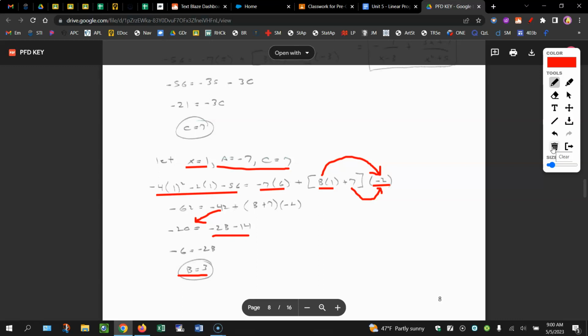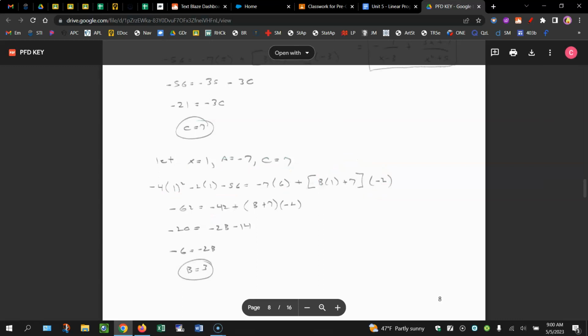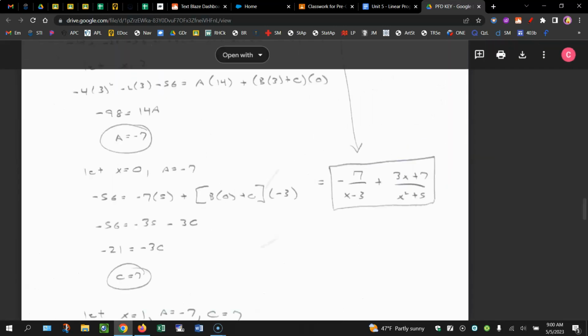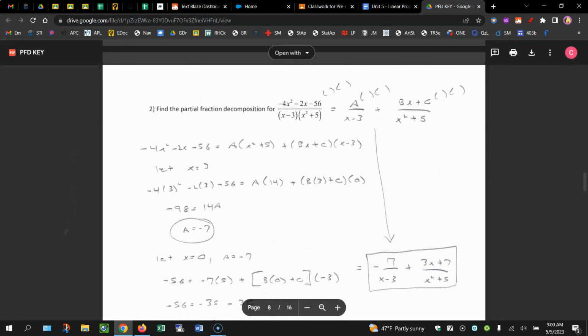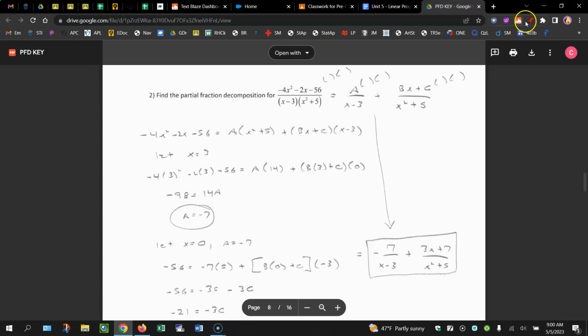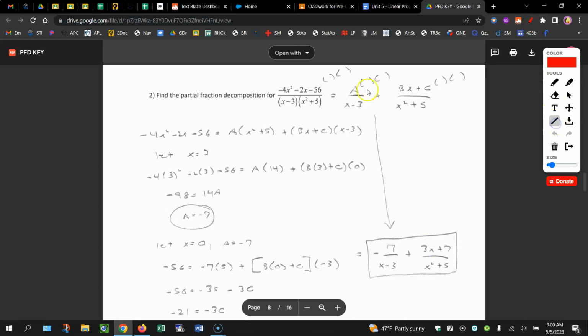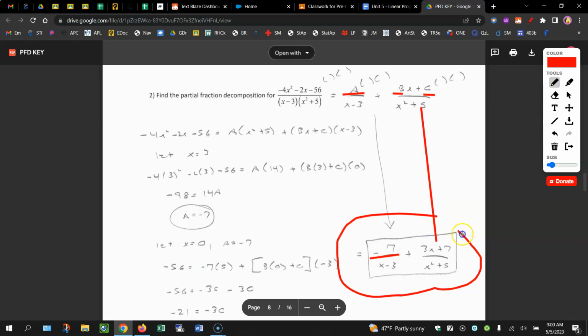You have to write the fraction into these separate fractions. Let me scroll down a little more. Perfect. So what you have, you're just substituting in your value for A. A was negative 7, so you see that there, negative 7. B was 3, and C was 7, and you see that in that numerator there. So this represents your answer. Those are the separate fractions.